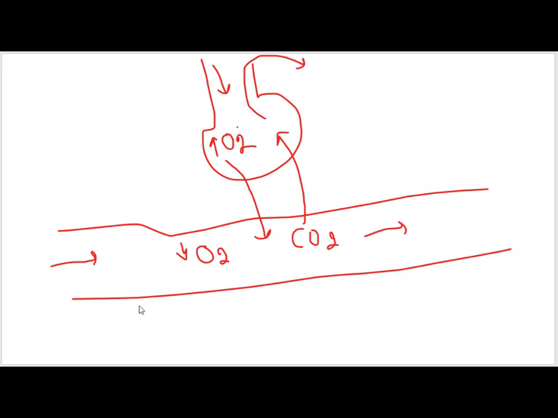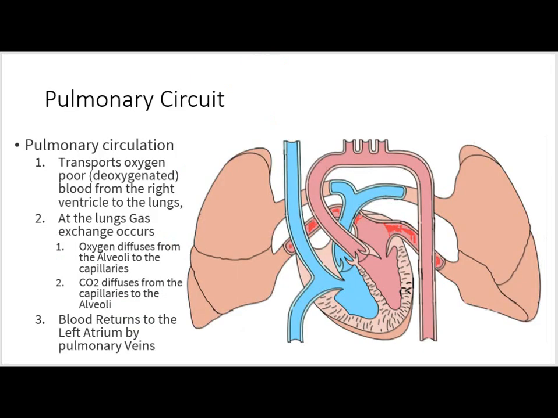So right over here, this blood that came, this was oxygen poor blood, which is deoxygenated. Now this oxygen poor blood became what? Oxygen rich blood. So oxygen poor blood comes and becomes oxygen rich blood after that gas exchange. Now after the gas exchange, the blood moves. So the blood came over here. Now the blood moves this way.